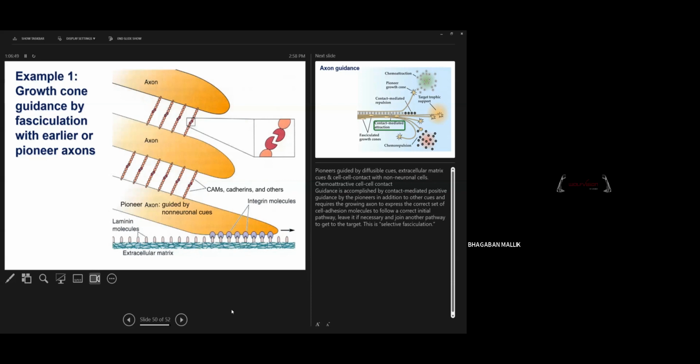Each of these axons has cell surface molecules called cell adhesion molecules. It can be cadherins and other molecules. They interact with this pioneering axon, and because of the interaction you have the initiation of downstream signals, which polymerize G-actin into F-actin, and you have the addition of membrane and growth of the axon along the pioneering axon.